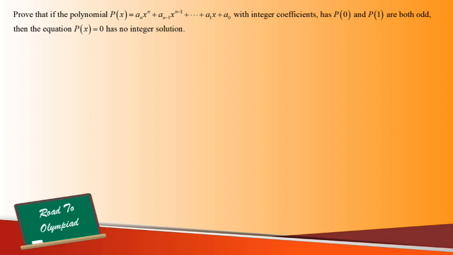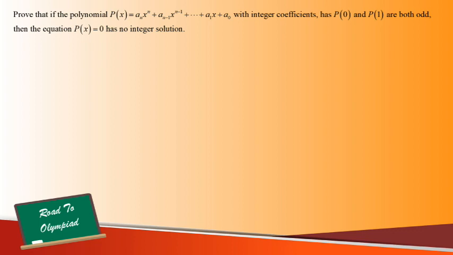Welcome to RTO. Consider the following problem. Prove that if the polynomial p(x) = a_n x^n + a_(n-1) x^(n-1) + ... + a_0 with integer coefficients has p(0) and p(1) both odd, then the equation p(x) = 0 has no integer solutions.